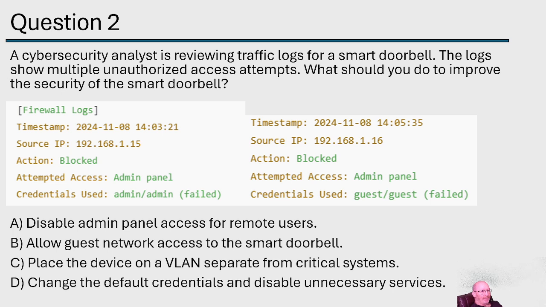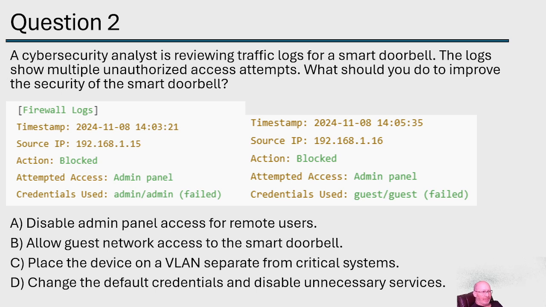A cybersecurity analyst is reviewing traffic logs for a smart doorbell. The logs show multiple unauthorized access attempts. What should you do to improve the security of the smart doorbell? I know we're getting a little bit of cybersecurity in our Network Plus. We have 2 logs here. We see a timestamp, 1403 and 1405.